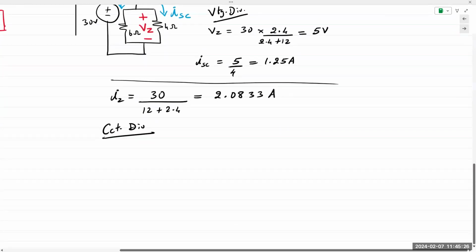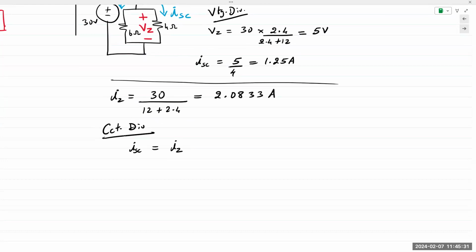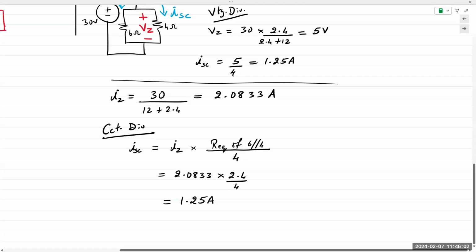to find ISC. And that would be a fraction of IZ. The fraction would be given by REQ of 6 parallel 4 divided by 4. So this would be 2.0833 times 2.4 divided by 4. And that still gives me 1.25 amps. So you could analyze this exact same circuit two different ways and arrive at the exact same answer.